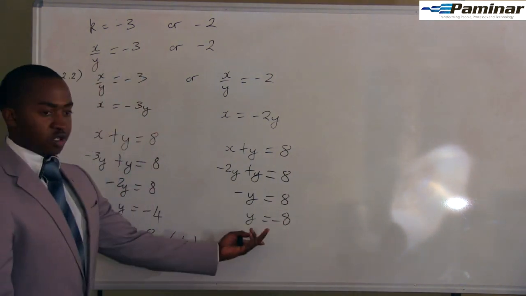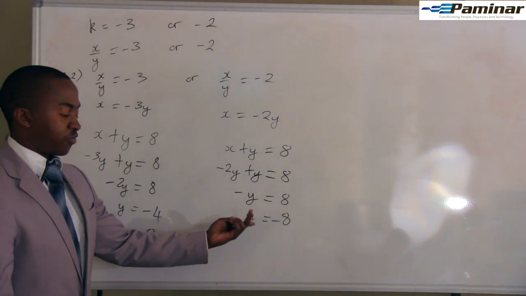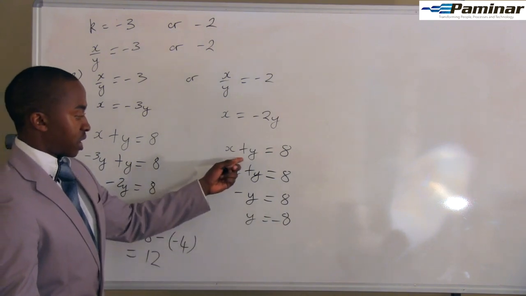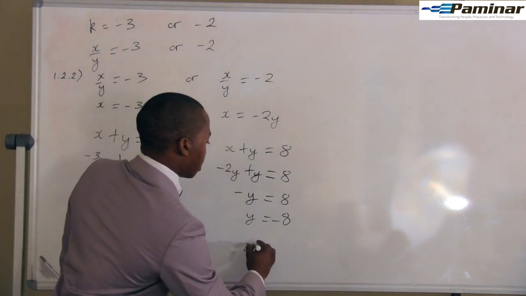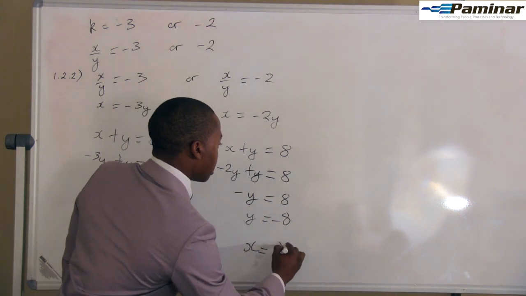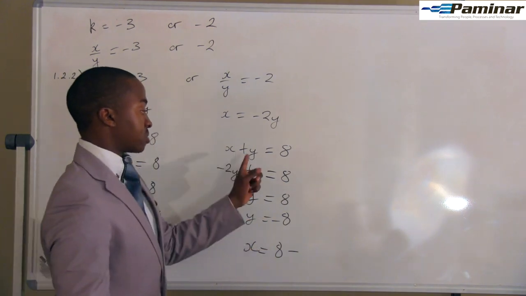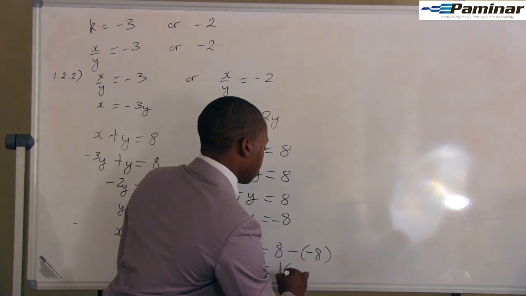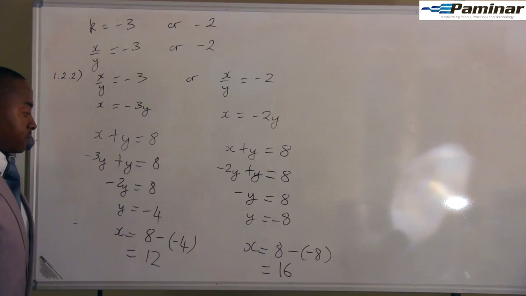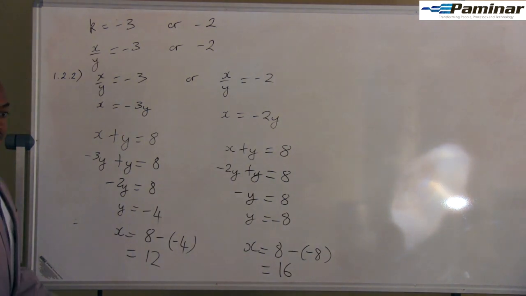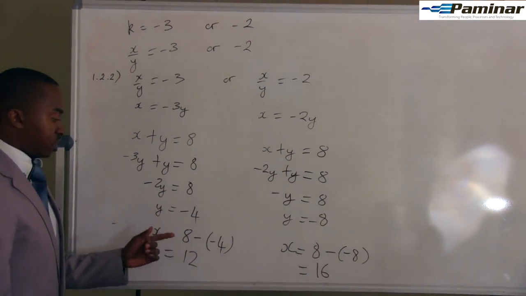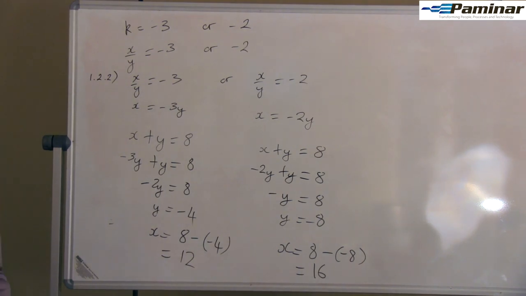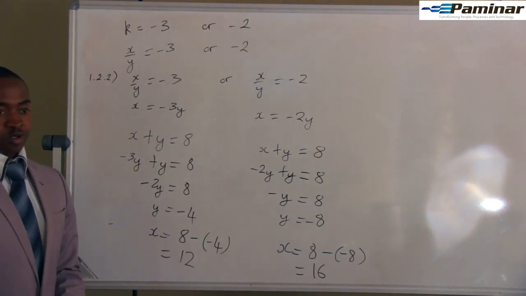Okay. Now that you've got y is equal to negative 8, do the same thing. You want to calculate what value of x will equal when y is negative 8. Substitute back in here. That will become x is equal to 8 minus y. So it becomes 8 minus negative 8, which is 16. So your two solutions will be when y is negative 4, x is equal to 12. When y is negative 8, x is equal to 16. And that's the end of question 1.2.